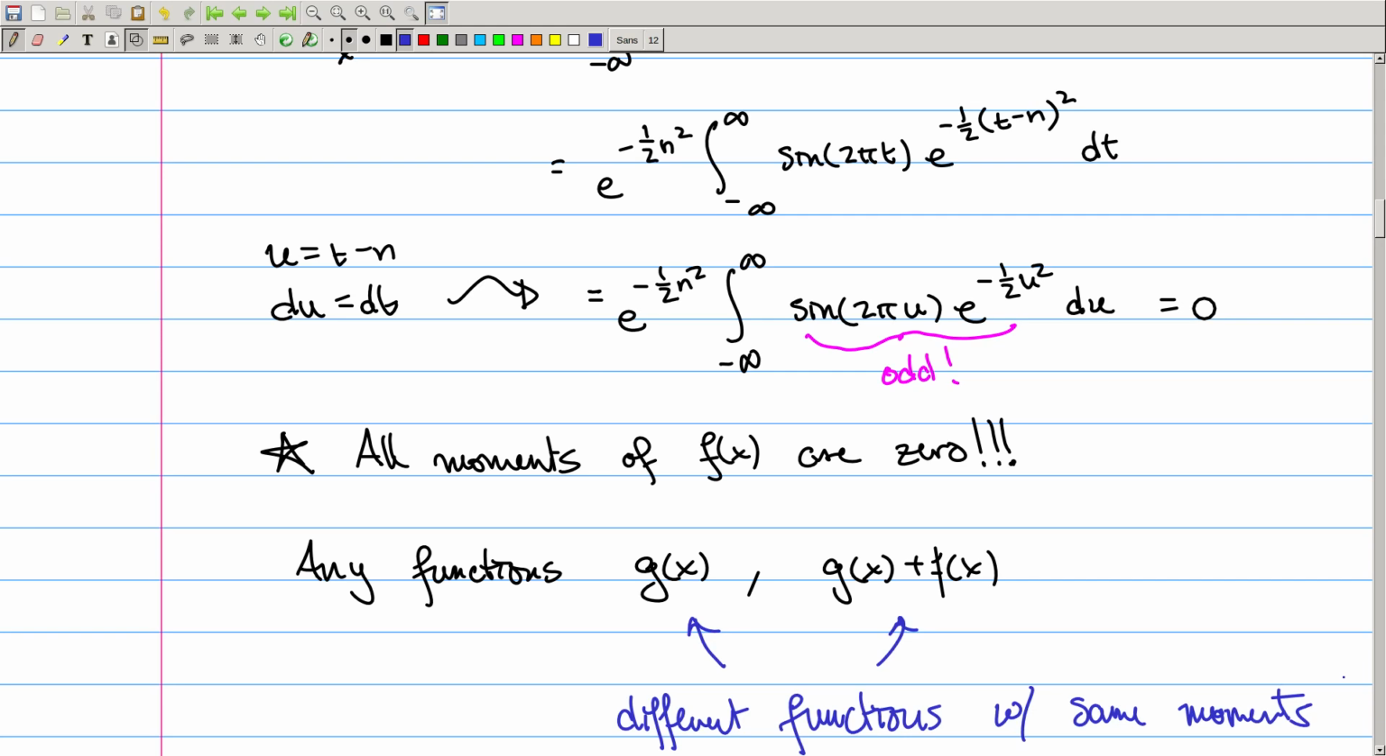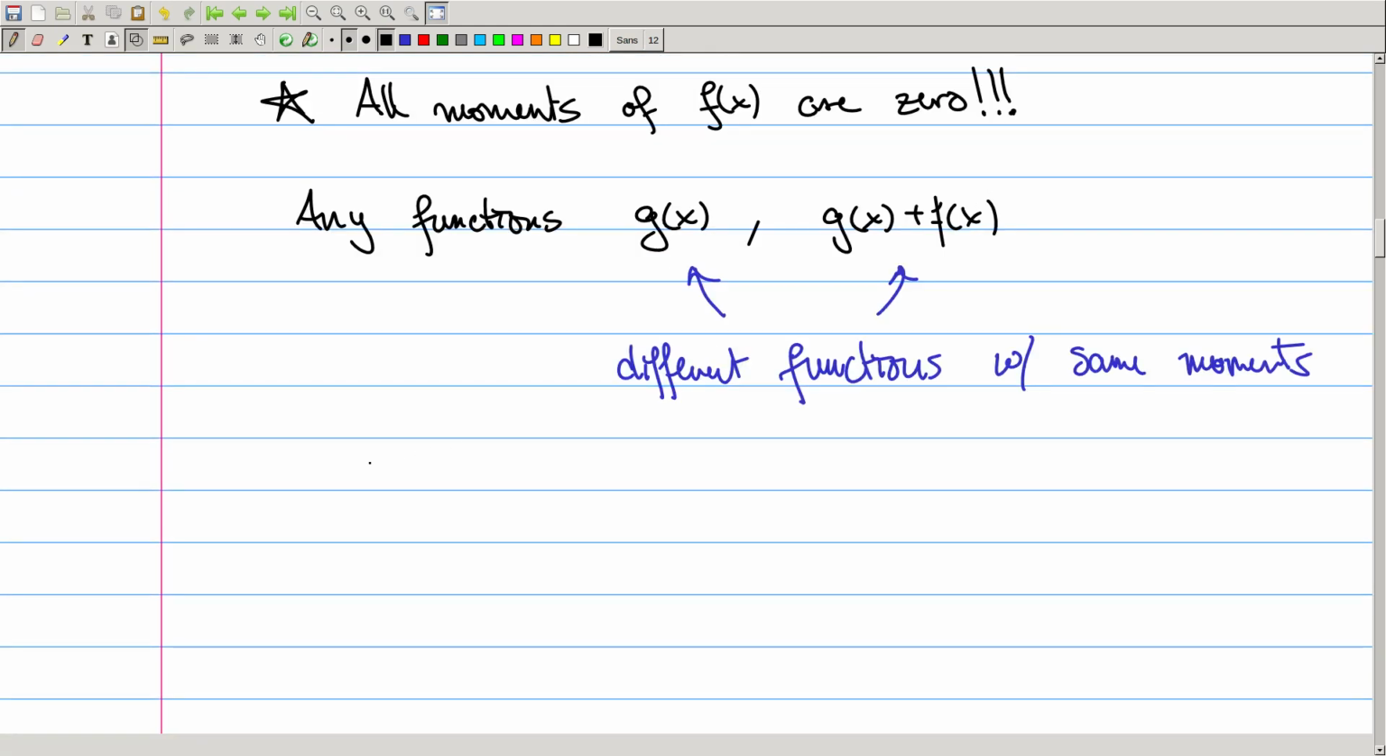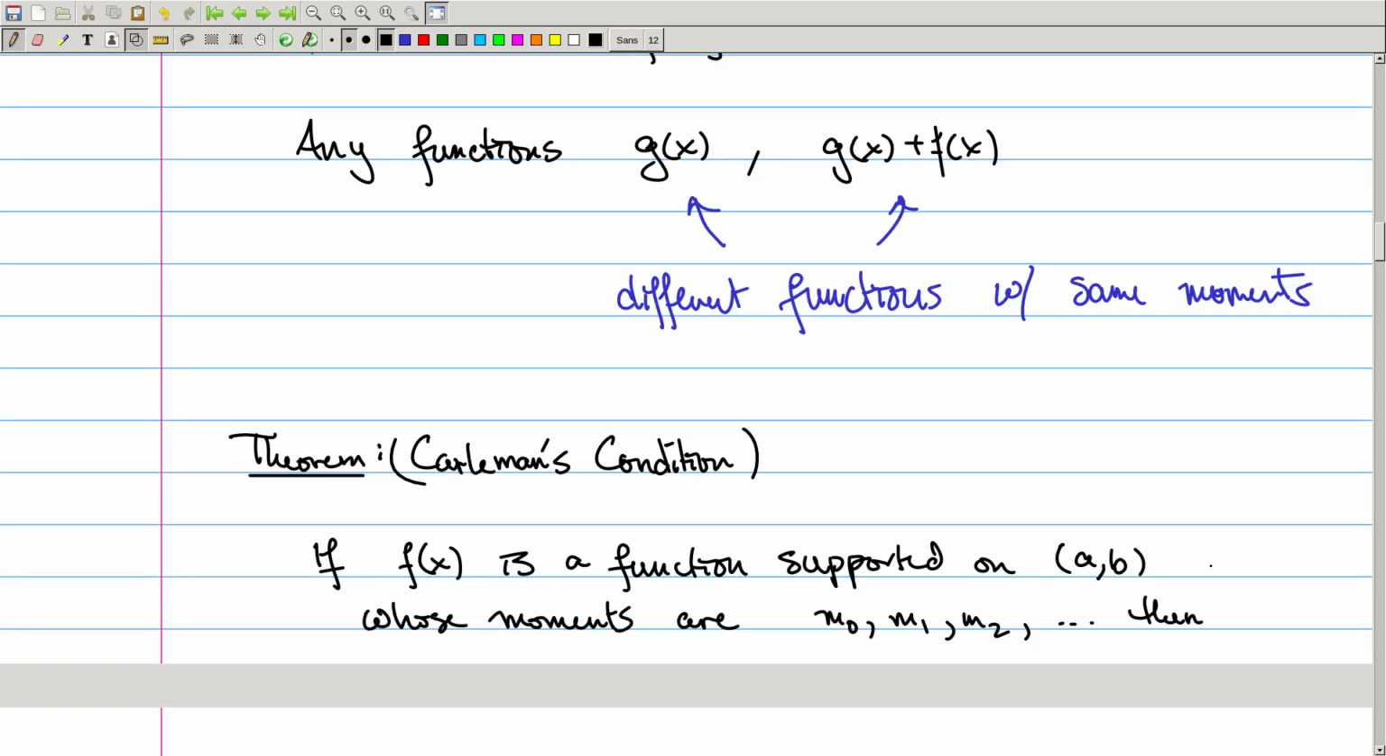So clearly, we're not going to have uniqueness for this moment problem, what's often called the Stieltjes moment problem of recovering a function from its moments. However, under certain conditions, we will have uniqueness. The condition for uniqueness that is most often used is called Carleman's condition. And Carleman's condition says that if I start out with a function supported on some interval ab, whose moments are m0, m1, m2, etc.